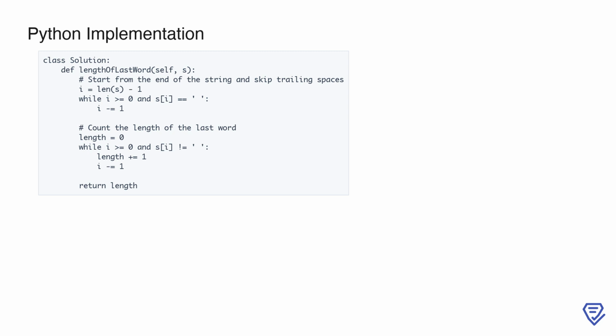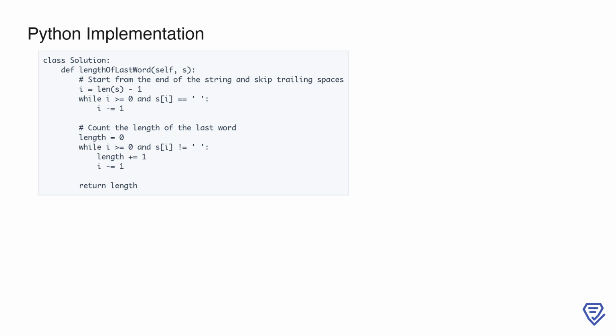First, the code initializes a variable i to the index of the last character in the string, len(s) - 1. This ensures we start processing from the end of the string. A while loop is then used to skip any trailing spaces, decrementing i until a non-space character is encountered. This step handles cases where the input string ends with spaces.